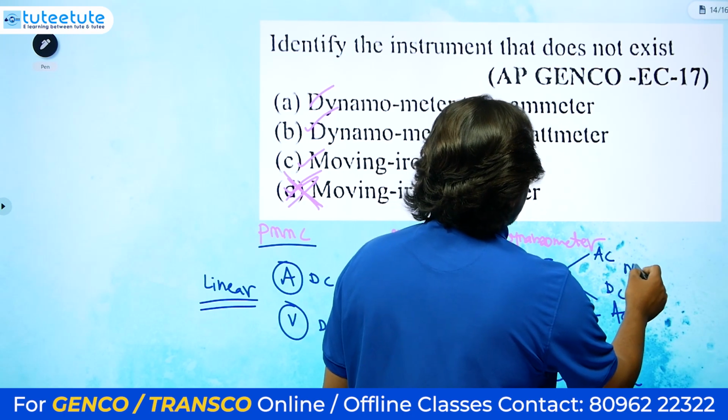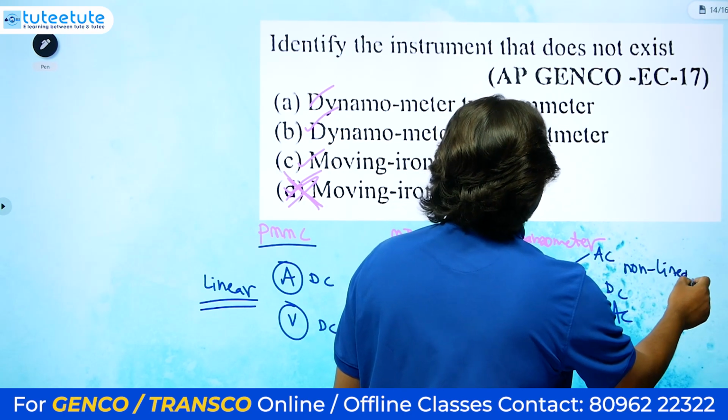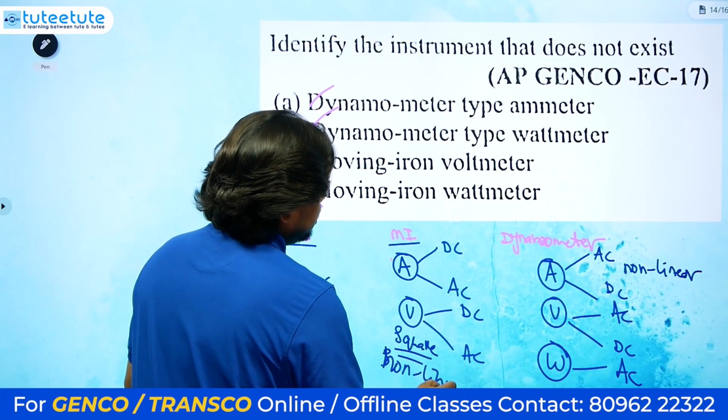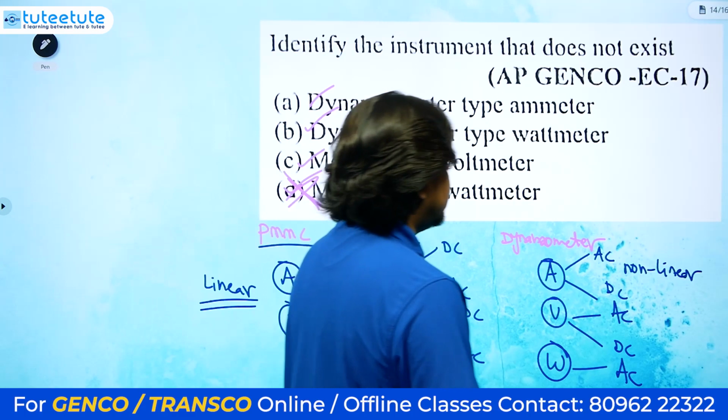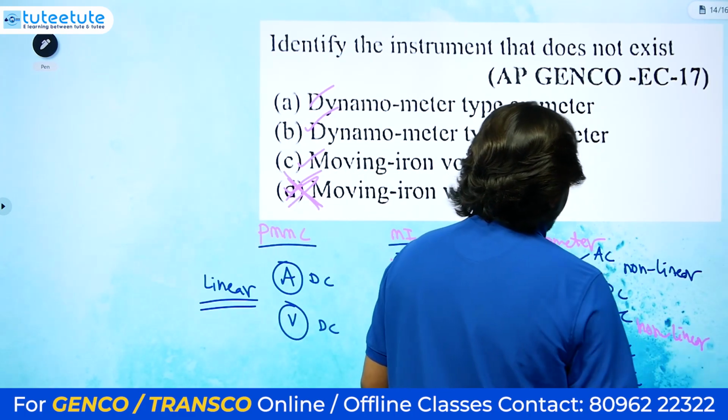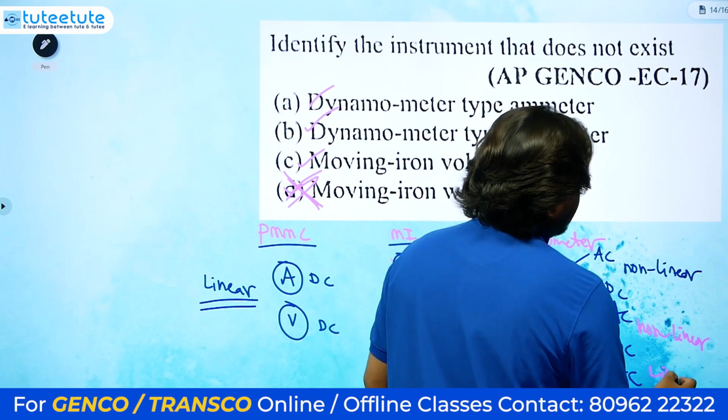For the dynamometer type of instrument, if it is an ammeter, it is non-linear. Here also it is square, so non-linear, because square means non-linear only. The voltmeter is also non-linear. But for the wattmeter it is linear.